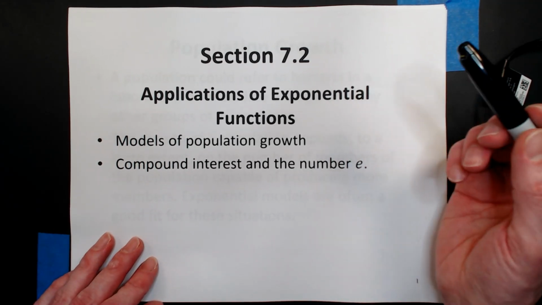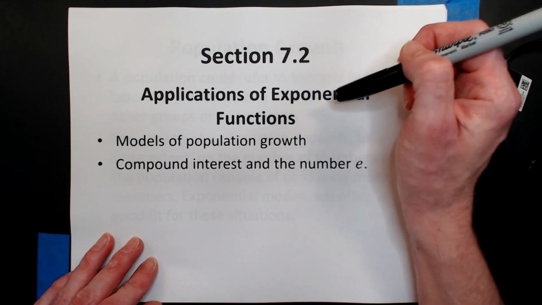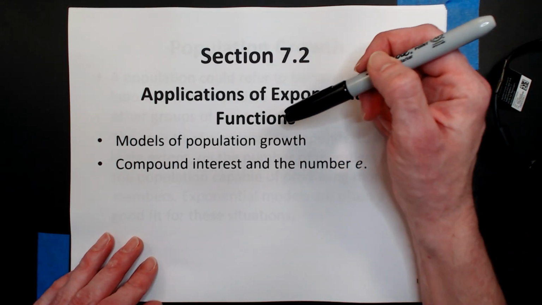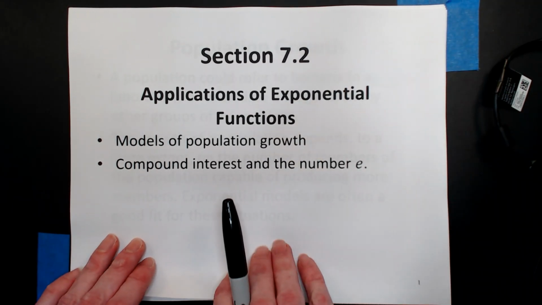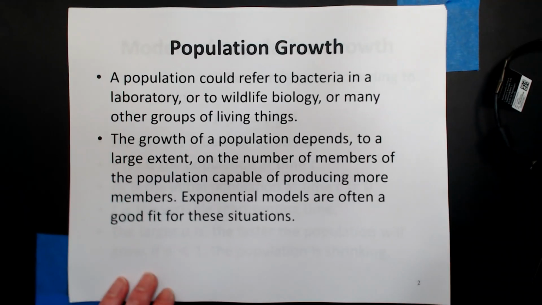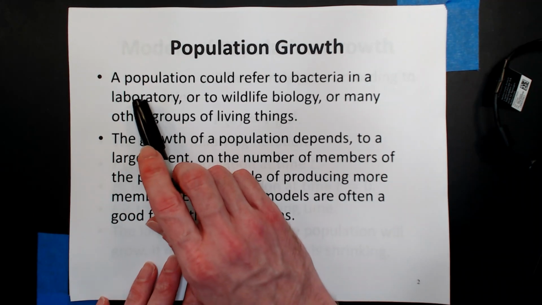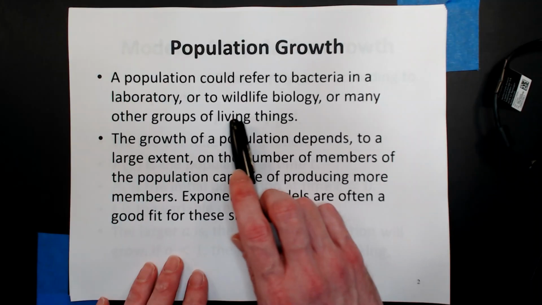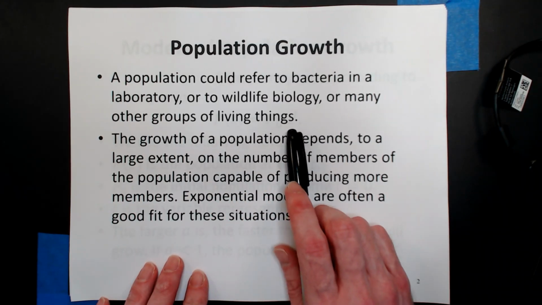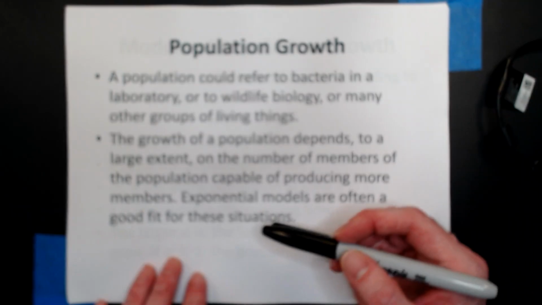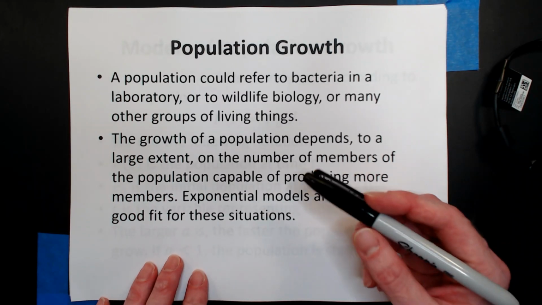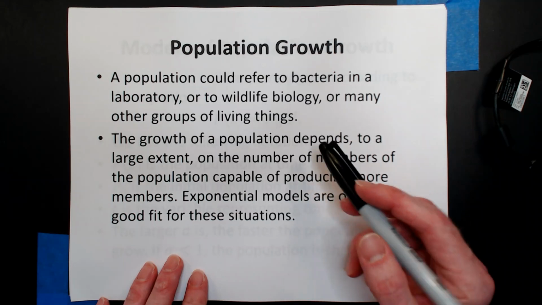All right. So we're going to talk about 7.2, applications of exponential functions, models of population growth, compound interest, and the number e. So e is a number, we just use a letter to hold its place, kind of like pi. So population growth: population can refer to bacteria in a laboratory, wildlife in biology, or many other living things. For example, a virus spreading in a population could be a population growth of some kind.